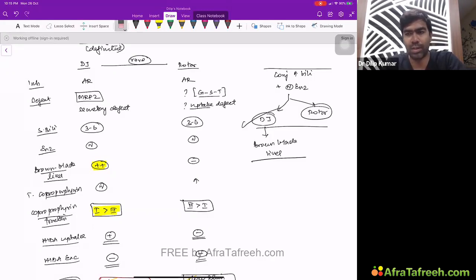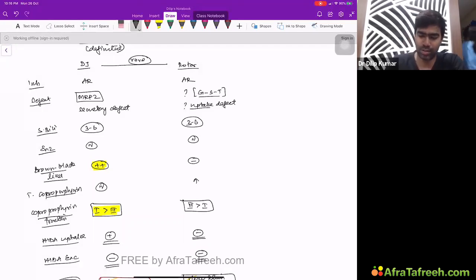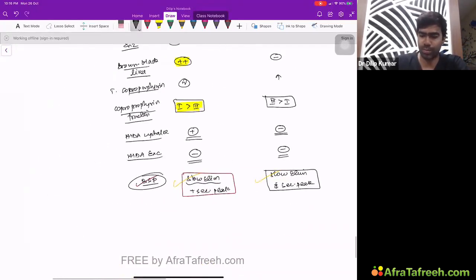Apart from that, the bromosulfalin test was once asked in exam, but apart from that, you don't really need to know. The remaining things I've told you just for knowledge. Apart from that, you don't really need to know other things. So these are the differences between Dubin-Johnson and Rotor syndrome.